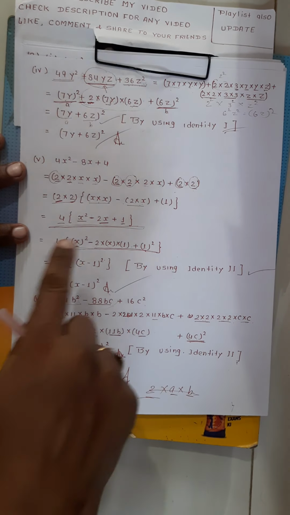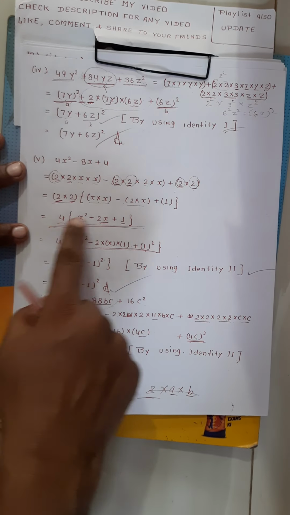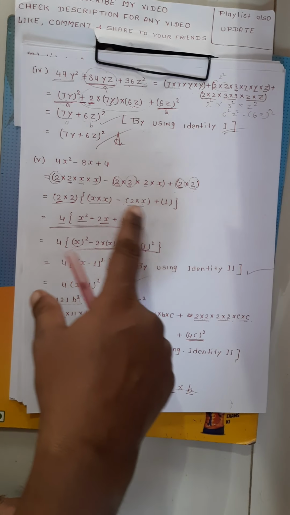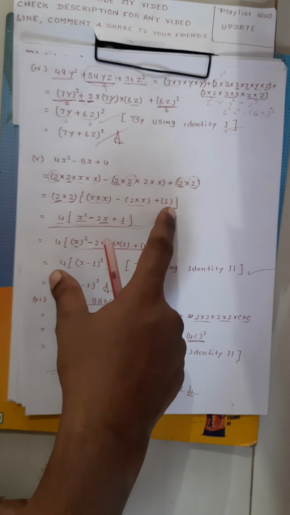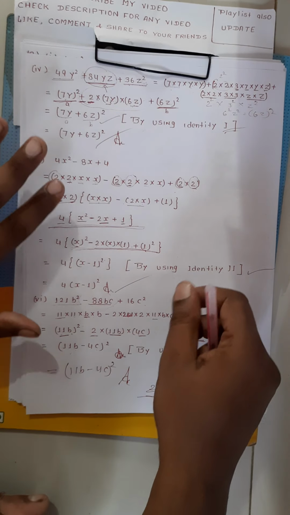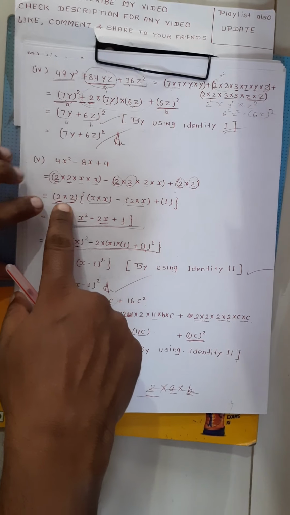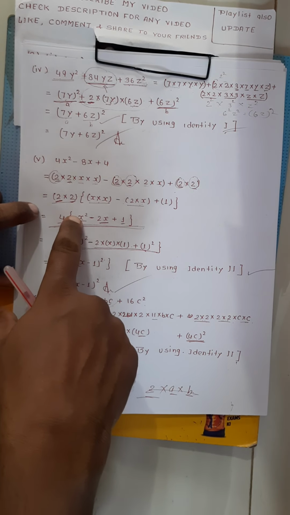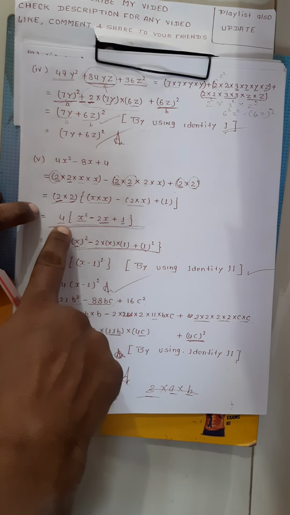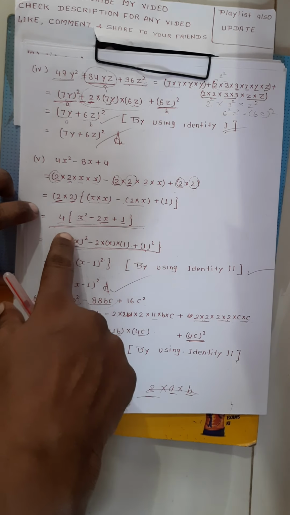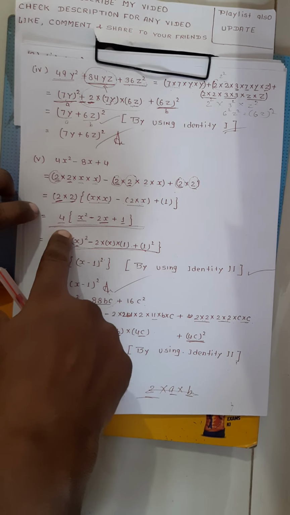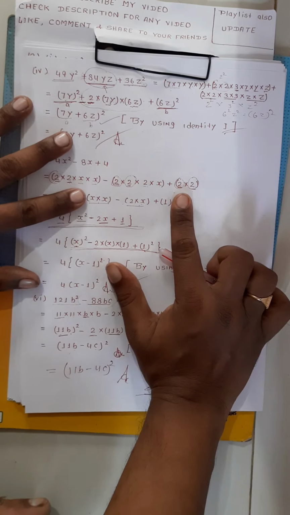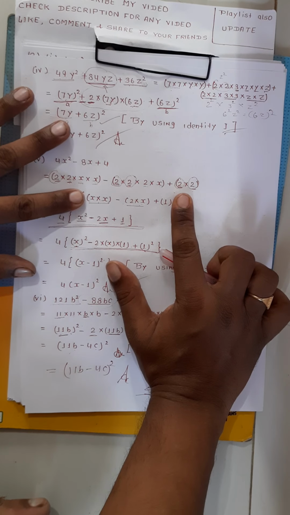2 into 2 means 4. Now again we will check for a common factor. No, a common factor is not possible. Because we have already taken out 2 into 2, we cannot simplify the 4 further. Now we will check for only these 3 terms inside the bracket.